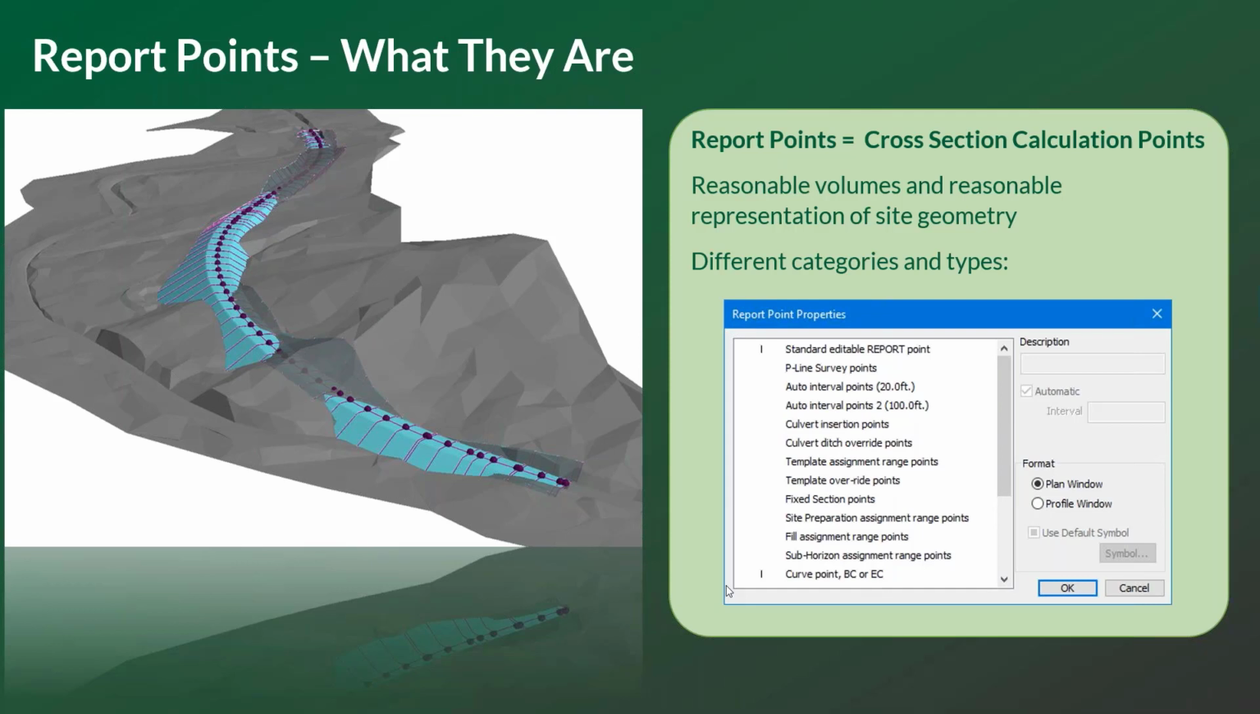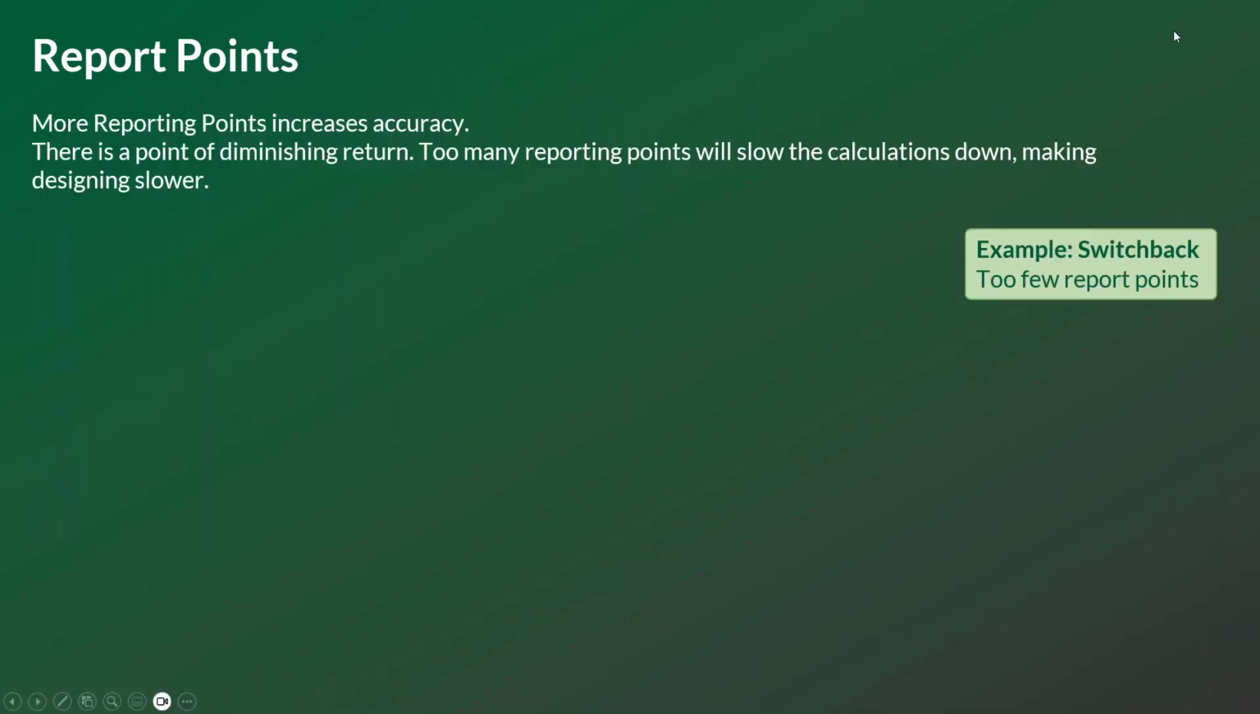Now, report points are a bit of a balancing act. So the more report points that you have, the more accurate your volume calculations are going to be. But of course, there is going to be a point of diminishing return where too many report points are not going to increase the accuracy of your volume calculations, and they're going to slow the program down. Basically, the more report points you add, the longer, in a sense, you are making your road project.